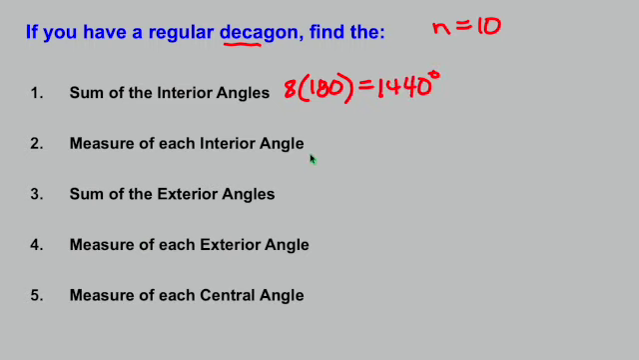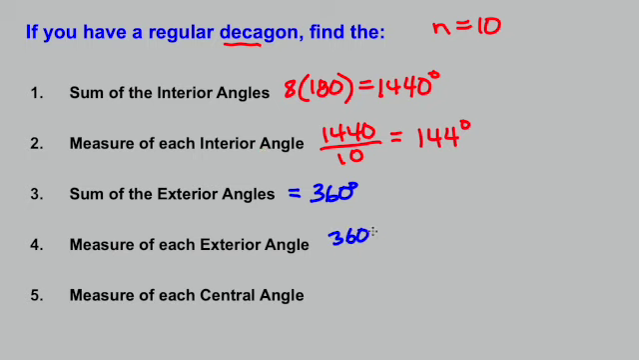If I want to know each interior, what I'm going to do is take that sum, because that's all of them added together, and divide by the number of sides. So we would get 144 degrees. If I want to know the sum of the exterior angles, well, I don't have to think very hard because it's always going to be 360 degrees. And if I want to know the measure of each exterior angle of this regular decagon, I would just take that 360 and divide by 10. And if I do that, I get 36.